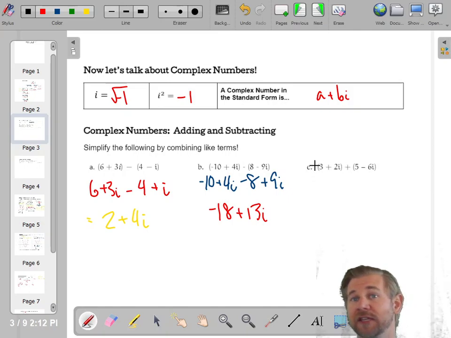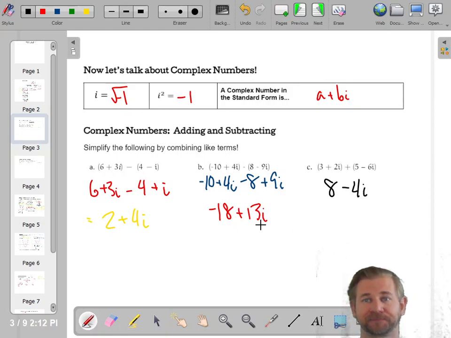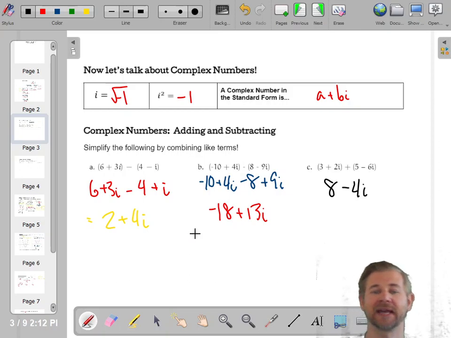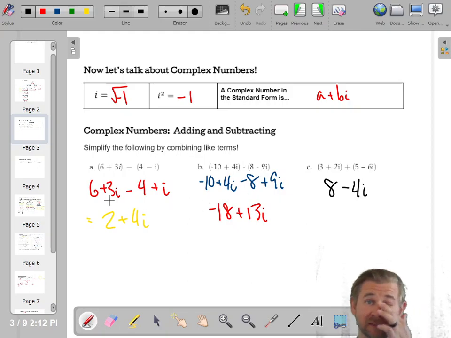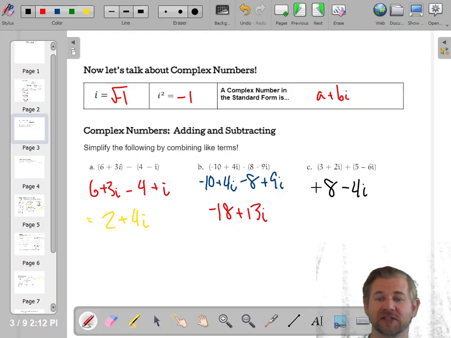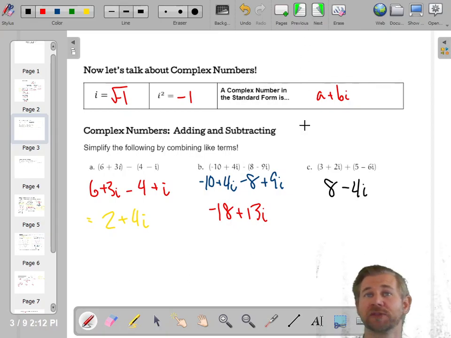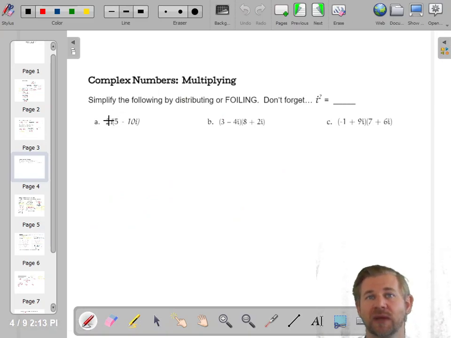One more. Here, these parentheses truly mean nothing because there's 1s on the outside. So the real part, 3 plus 5 is 8, and 2 minus 6 is -4i. So you just add the real components and the imaginary components. You don't even really have to know anything about imaginary numbers to do these. When it's just adding and subtracting, it's literally just combine like terms. But when you multiply a complex number times a complex number, you do have to worry about it.